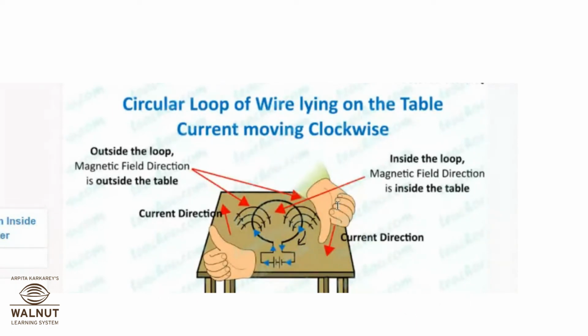Which rule is this? What is the name of this rule? This is the right hand thumb rule, or corkscrew rule. You can see in this picture that your thumb is going like this. Outside the loop it is coming like this, and then inside it is going down. That is why the field lines are made like this. In simple terms, they are emerging outside the loop and then they are going down.